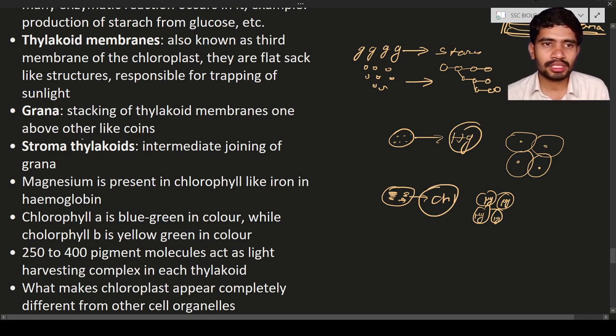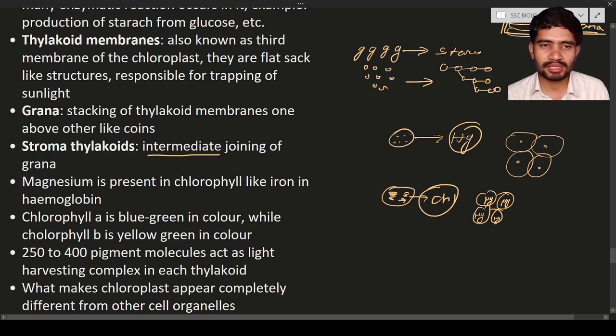So the thylakoid membranes are over. Next is stroma thylakoids. These intermediate joinings or connections between the grana are known as stroma thylakoids. Magnesium is present in the chlorophyll like iron is present in the hemoglobin.